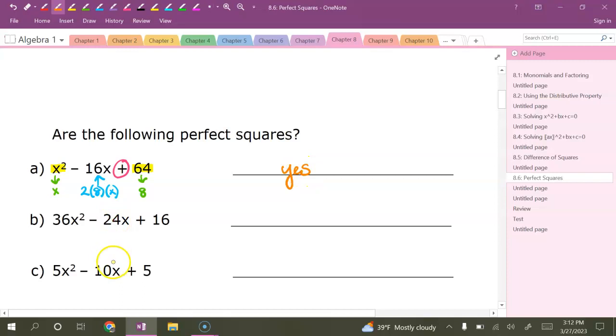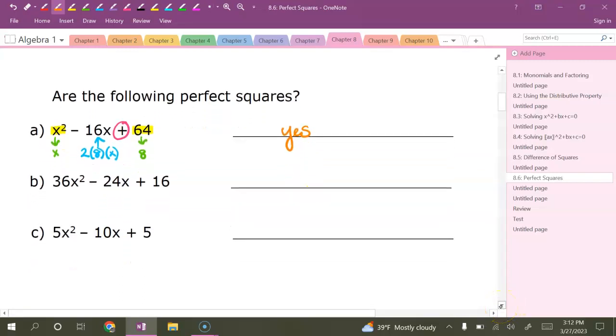So why don't you take a minute and try to do B and C and write yes or no, and if you're saying no, tell me why. Like what happened, what went wrong when you went through the checklist.